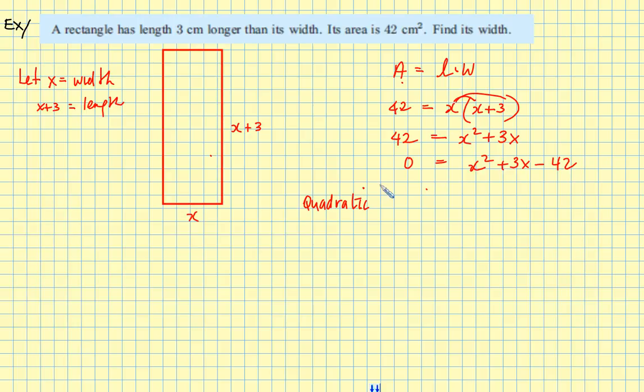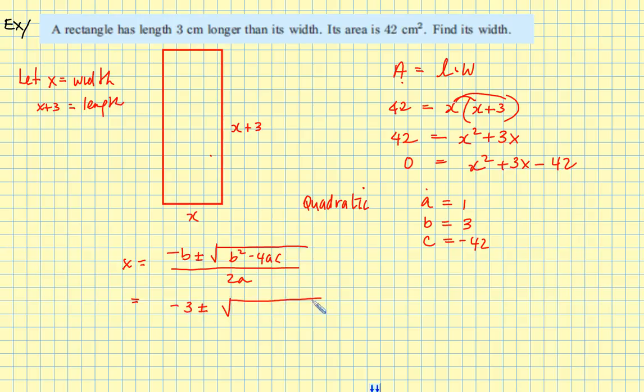Since we used completing the square in the last one, I'll use the quadratic formula. I'll say that my value of A is equal to 1, my value of B is equal to 3, and my value of C equals negative 42. So I'll do negative B plus or minus the square root of B squared minus 4AC, all divided by 2A, and that'll tell me what my value of x is. So I will say negative 3 plus or minus the square root of 3 squared minus 4 times 1 times negative 42, and that will all be divided by 2 times 1.